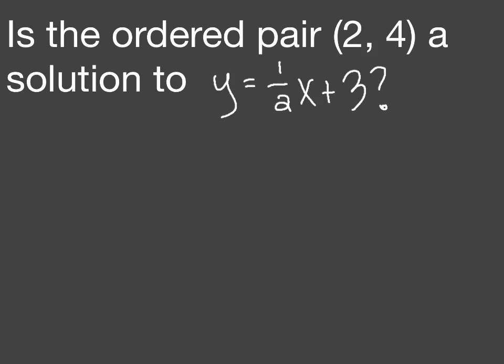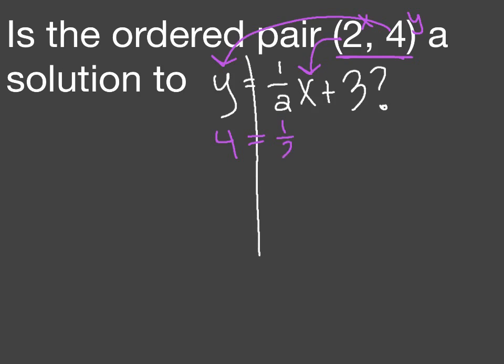Well, here's what we do. We're going to take our equation, and we're going to replace the x and the y with the ordered pair that we are given. So in my ordered pair, the first number is always my x and the second number is always my y. So that means I need to put this number 2 where the x is, and I need to put this number 4 where the y is in my equation. So what I'd end up with is 4 equals 1/2 times 2 plus 3. I simply replaced the x and replaced the y with the numbers from my ordered pair.